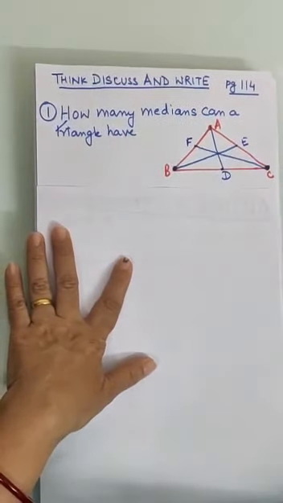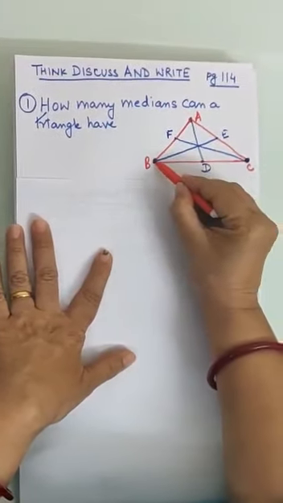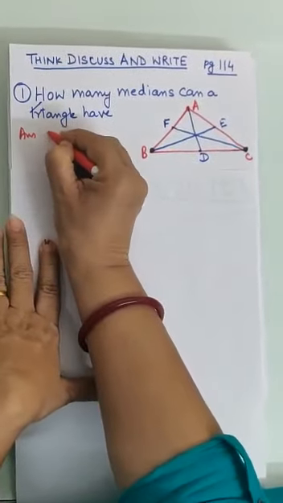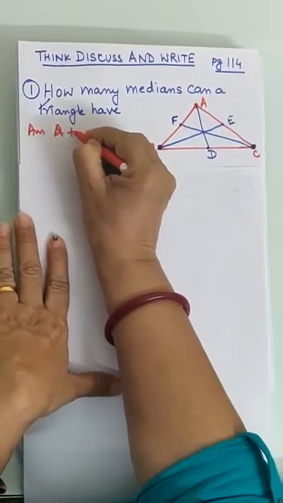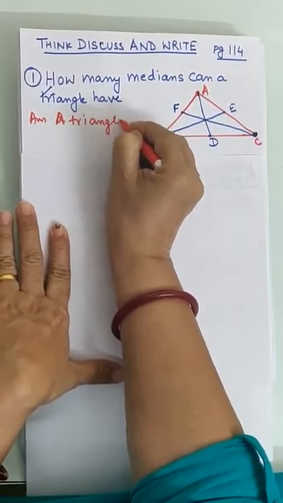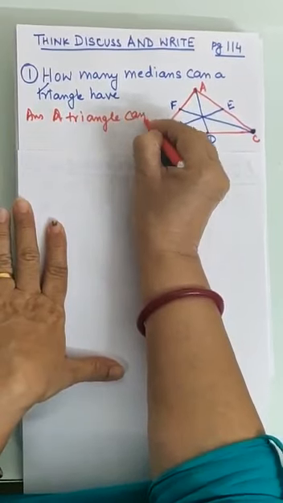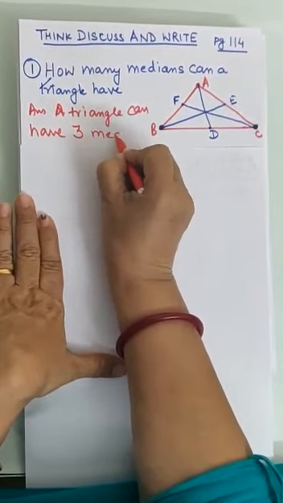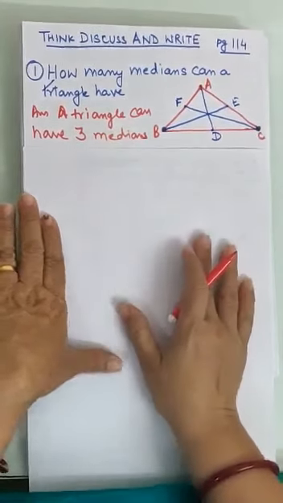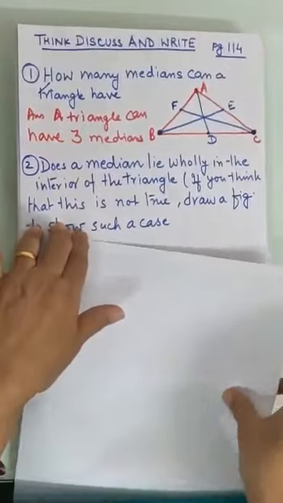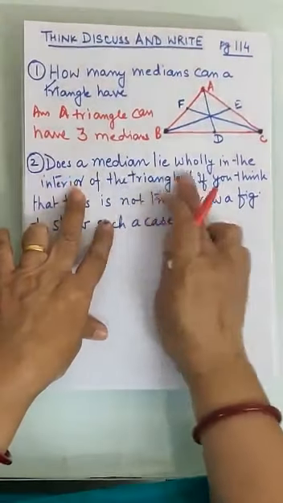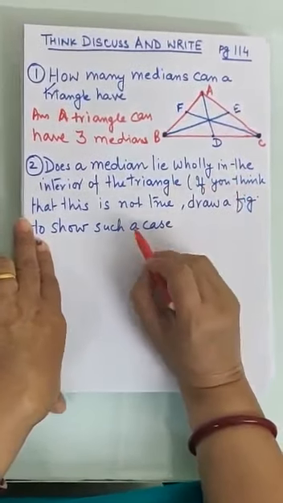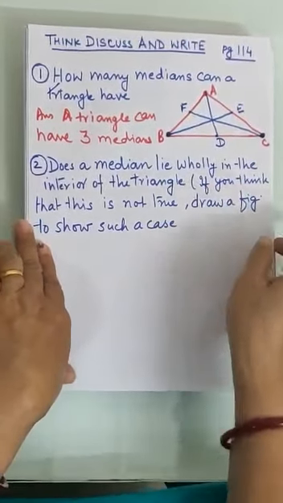So what do we observe here? A triangle has how many medians? 1 median, 2 medians and 3 medians. So answer is a triangle can have 3 medians. Now coming to the next question. Does a median lie wholly in the interior of the triangle? If you think that is not true, draw a figure to show each case.